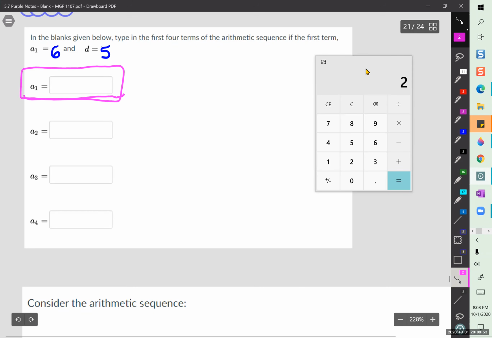A sub 2 is the second term. This is where we'd write in the second term. A sub 3 is where we'd write the third term. And the order matters in here because it's this, then this, then this. A sub 4 is the fourth term.